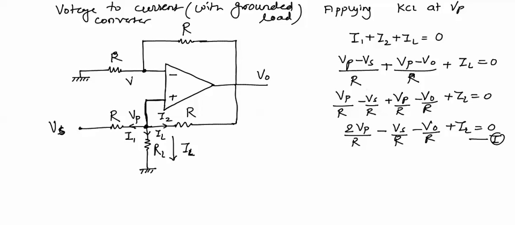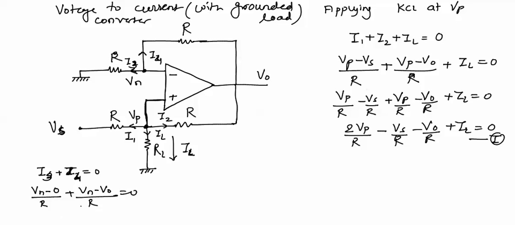Now we'll apply KCL at this point Vn. If we apply KCL at this point Vn, we'll mark two currents, both outgoing, I3 and I4. At this point both the currents are outgoing, so I4 plus I3 equal to 0. There is no incoming current. For I3 the expression is Vn minus 0 divided by R, and for I4 the expression will be Vn minus V0 divided by R, and the sum will be equal to 0. Now simplifying this expression we get 2 Vn upon R equal to V0 upon R.